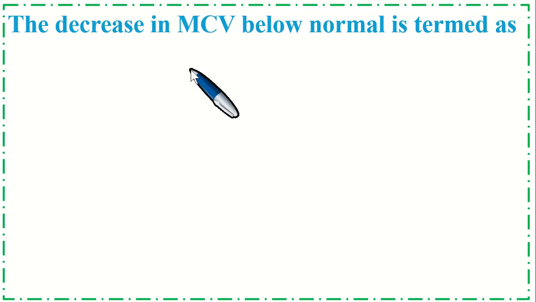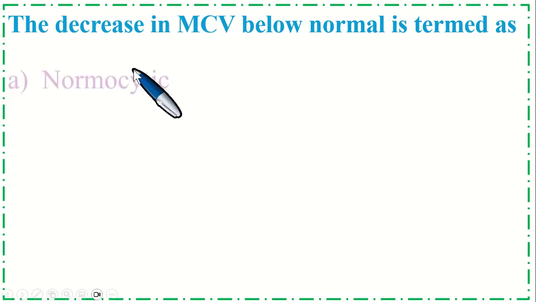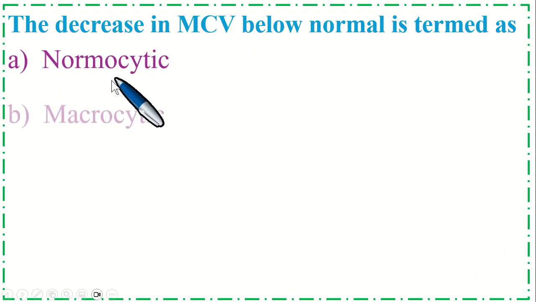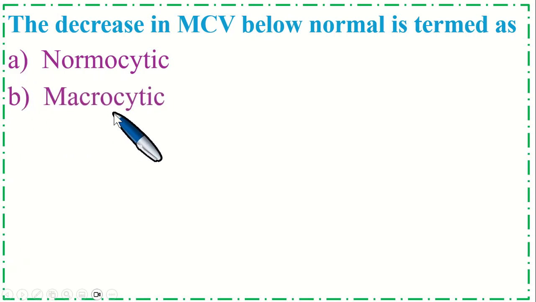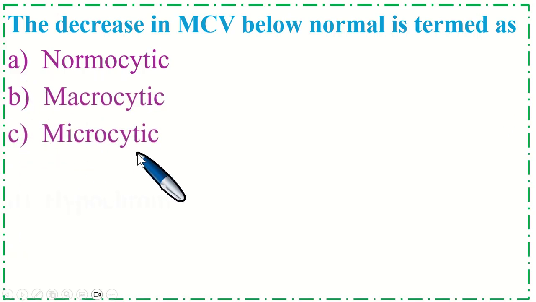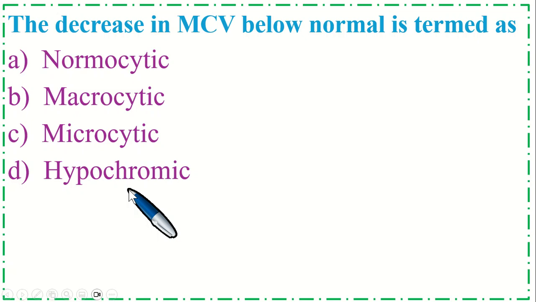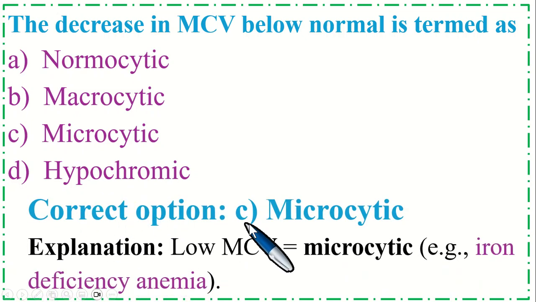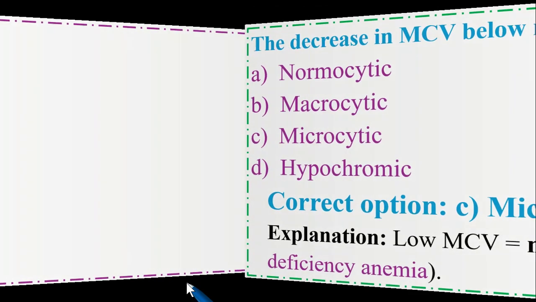So this is a very important MCQ. The decrease in MCV below normal is termed: option A, normocytic; option B, macrocytic; C, microcytic; and option D, hypochromic. So the correct option is C, microcytic. Low MCV, microcytic, for example, iron deficiency anemia.